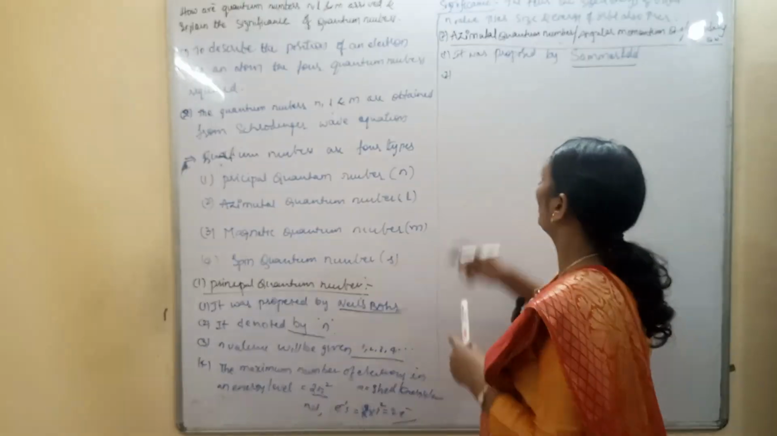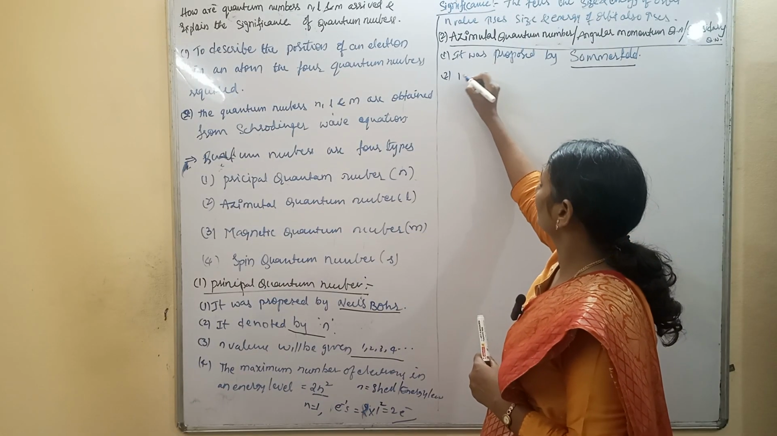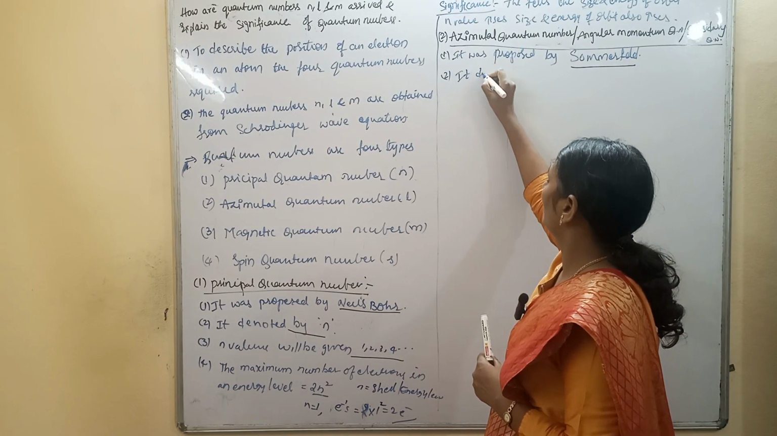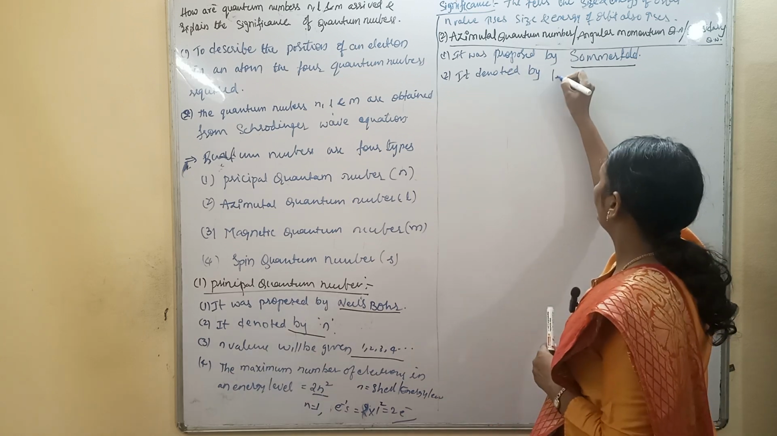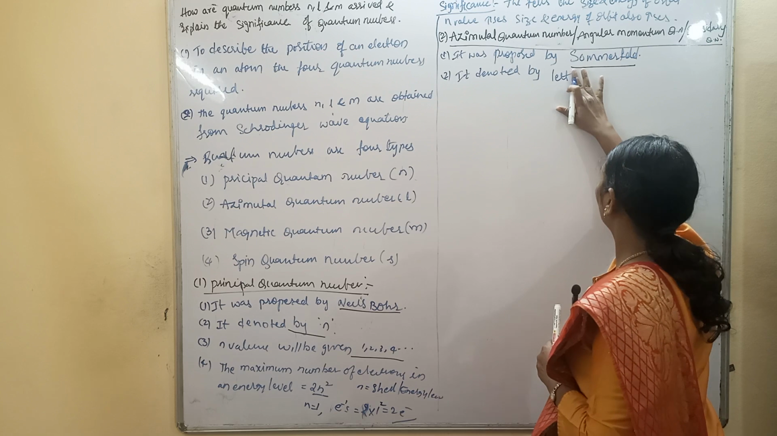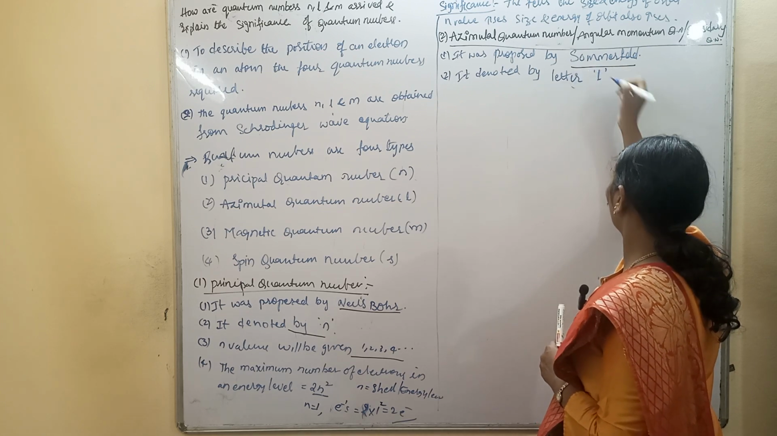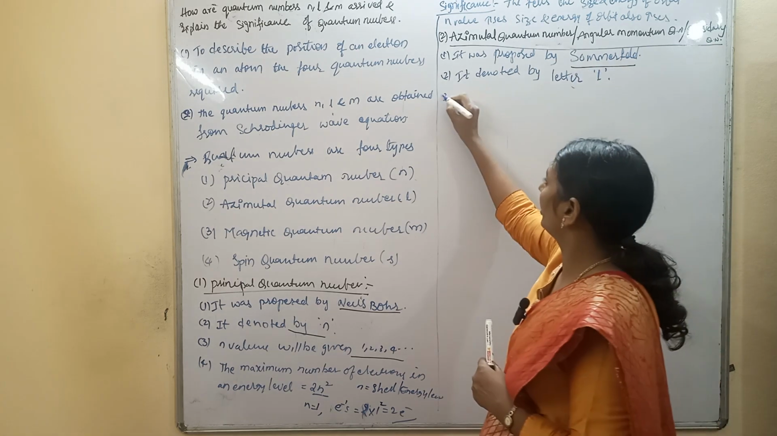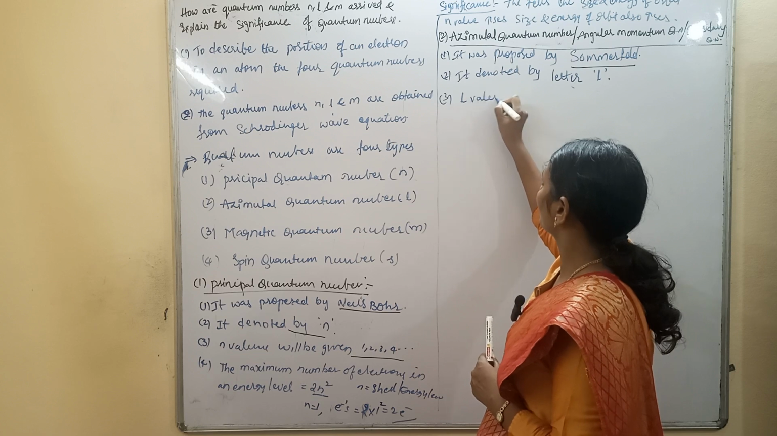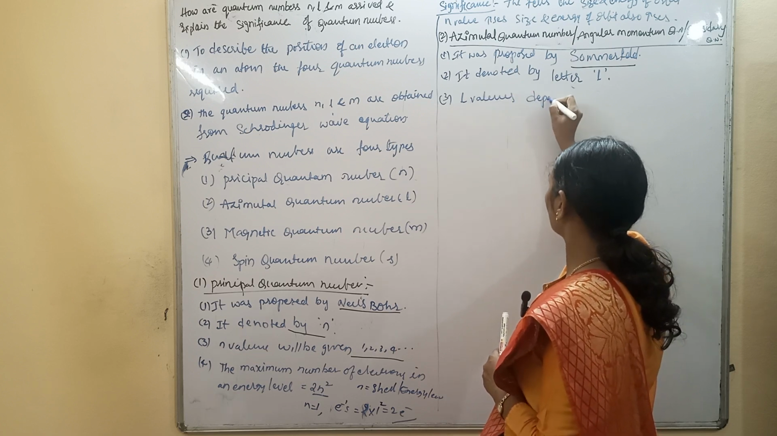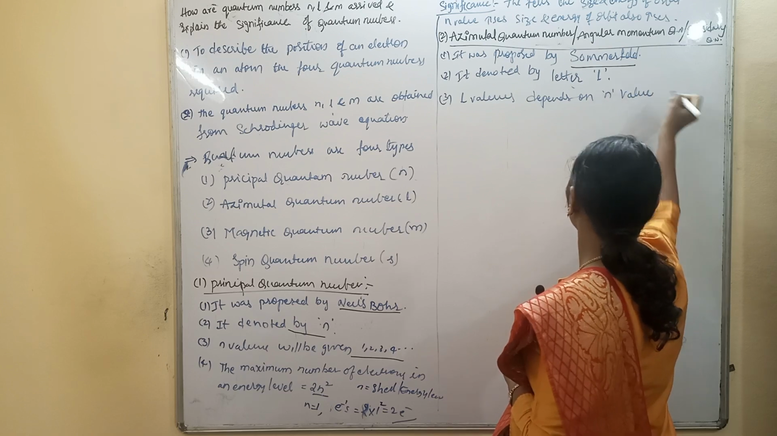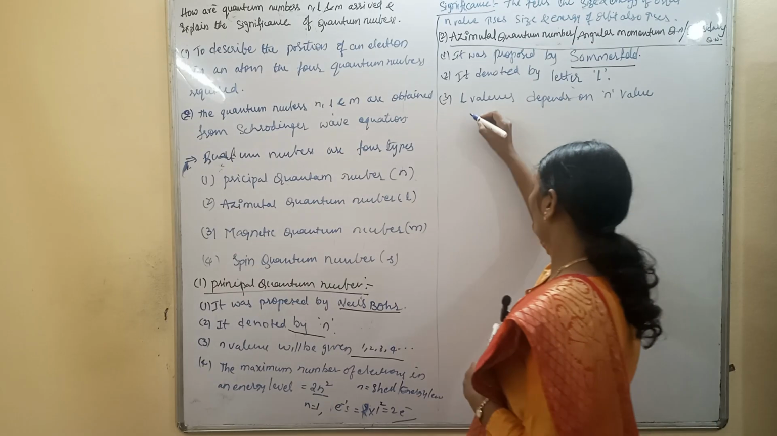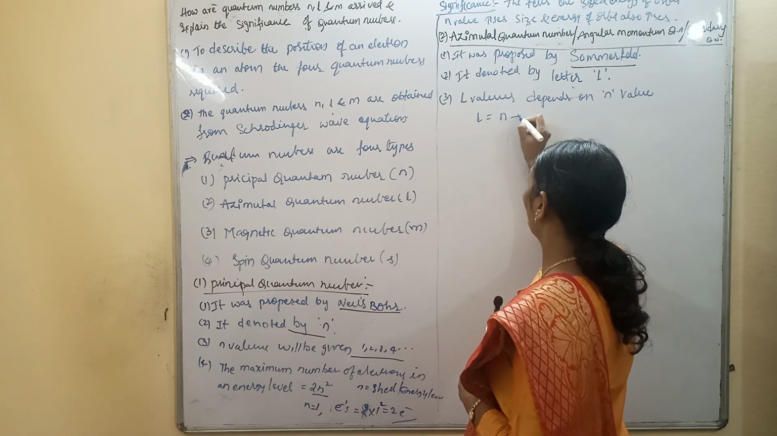Next, the second point is it is denoted by the letter L, letter small l, right? Next, the third one: L values depend on n value. Okay, so what is the L value here? L equals n minus 1.